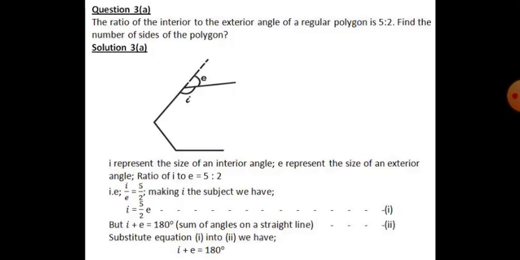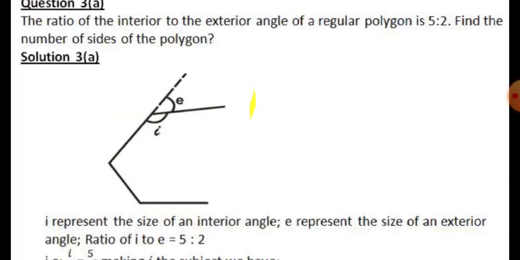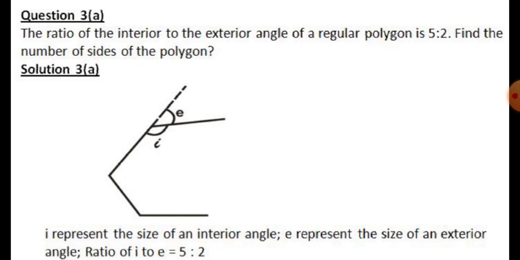So we have here question 3. We have already provided solutions to questions 1 and 2 of your 2015 WAEC past questions. Now we have question 3. Question 3 says that the ratio of the interior to the exterior angle of a regular polygon is 5:2. Now we are asked to find the number of sides of the polygon.